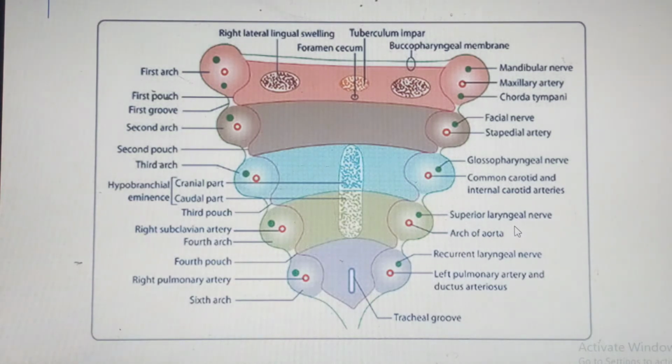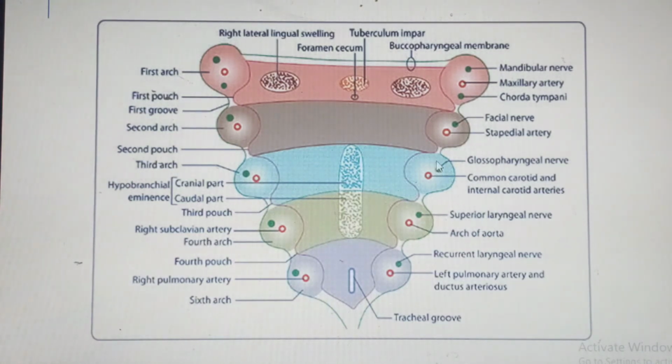So having seen the nerve supply, how about the blood supply, the arterial supply of these pharyngeal arches? For the first pharyngeal arch, both right and left, they will be supplied by the maxillary artery. Please get to know that. Then the second pharyngeal arch, both left and right, will be supplied by the stapedial artery. But apart from this, the hyoid artery will also contribute to it.